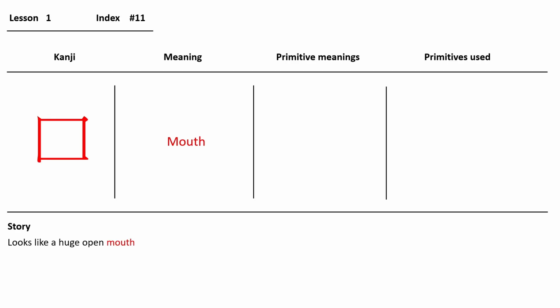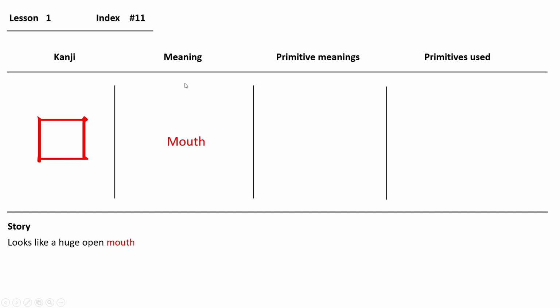So the first kanji that we will learn today is this one. Its meaning is just mouth. And as you can see, it doesn't have any other primitive meanings, and it doesn't even have any primitives used to help us to remember this kanji. As I said previously, these kanji at the beginning are really easy to learn, and that's why we will just use very simple stories to remember them. We will basically treat them as pictograms, which means we will assign them the meaning based on how they look, rather than based on which primitives they consist of.